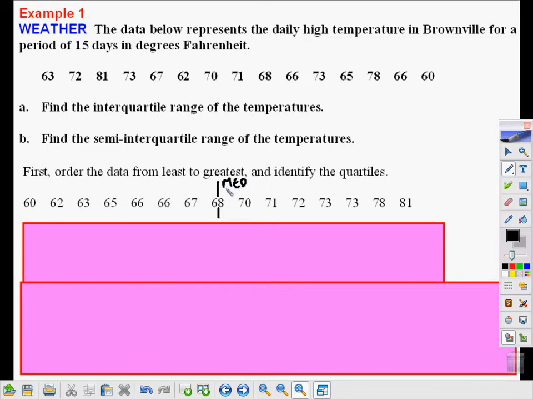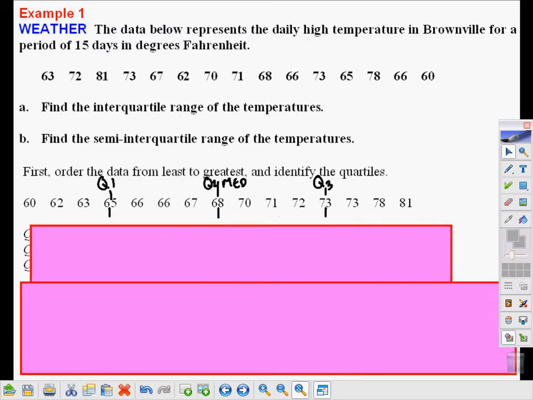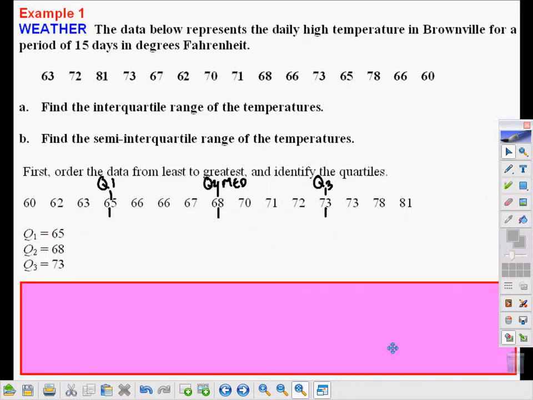Then I will cut each of those halves into halves, thus giving me quarters. So that will happen right here, and it happens right here. This, in essence, gives me the end of the first quarter, so that's quarter 1. The end of the second quarter of the data, quarter 2. The end of the third quarter of the data, quarter 3, also known as the first, second, and third quartiles.